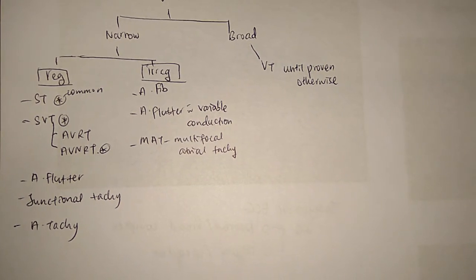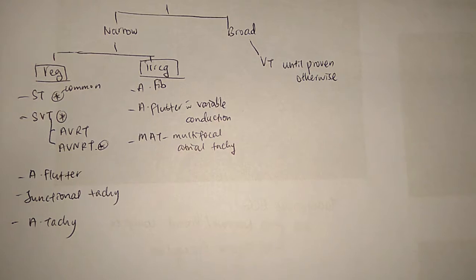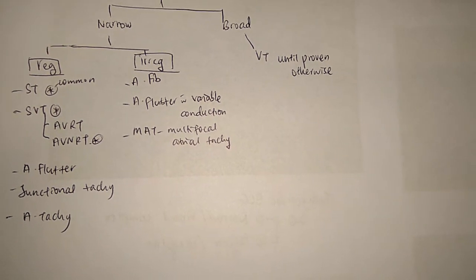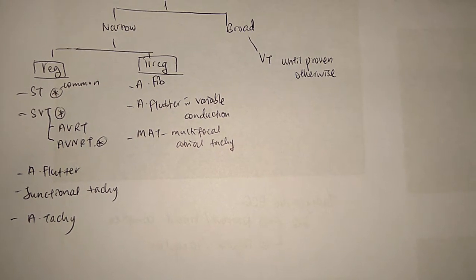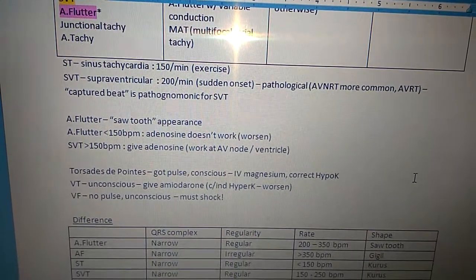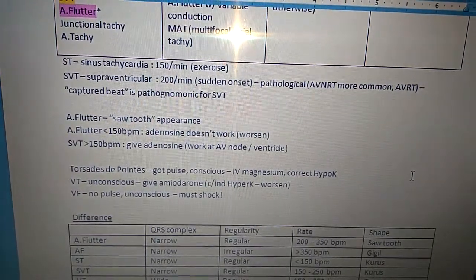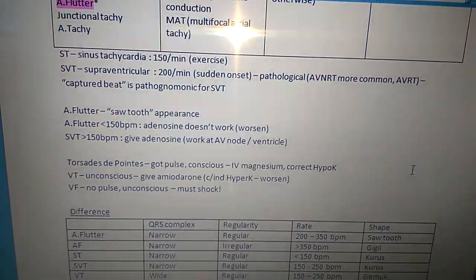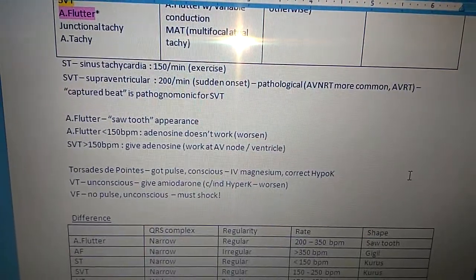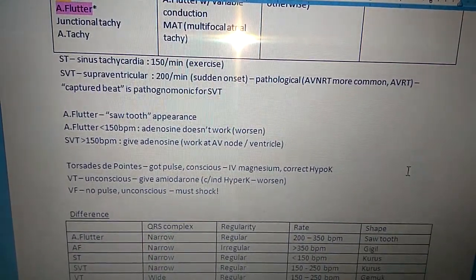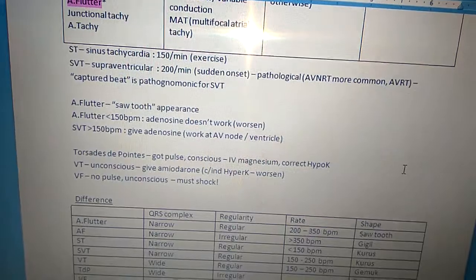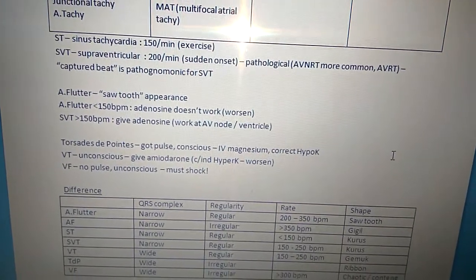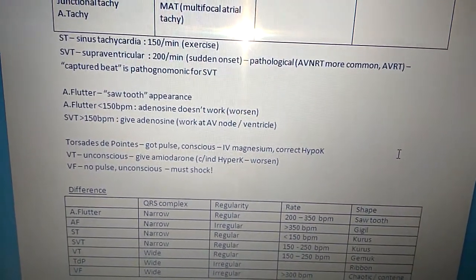Broad QRS complex is usually VT until proven otherwise, if it is regular. If irregular, definitely it's VF. Sinus tachycardia is usually a tachycardia of up to about 150 per minute, and it is usually caused by exercise. It's not really pathological, whereas supraventricular tachycardia is pathological.